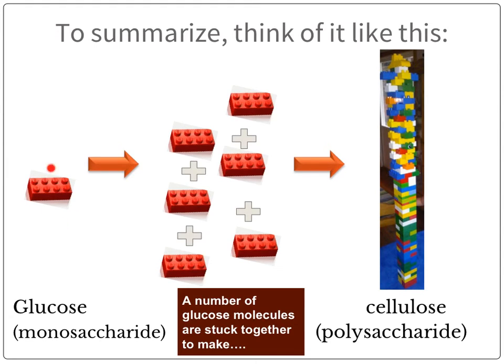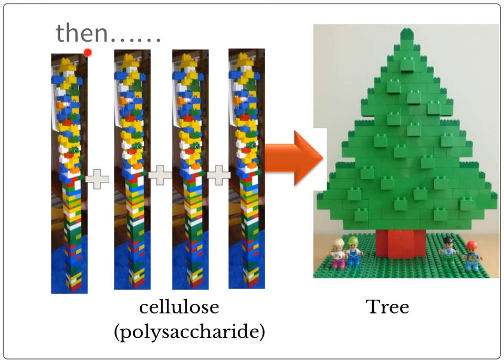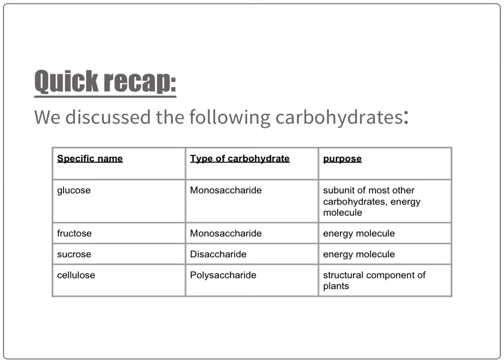You get a glucose, a monosaccharide. You get a bunch of monosaccharides. You combine them together. Through dehydration synthesis, you make a stack, a polysaccharide. Those polysaccharides can then combine further, and if they're in the form of cellulose, can actually become the body of a tree. Now a quick recap on the terms that we've just said.